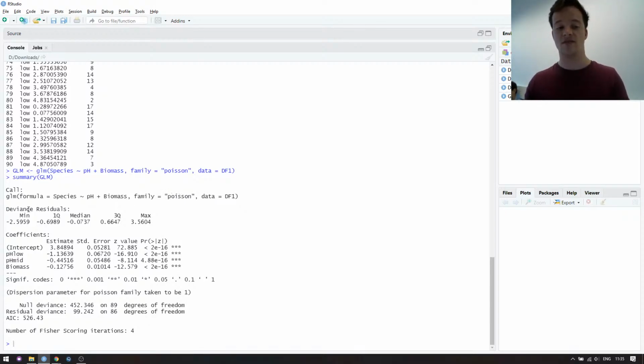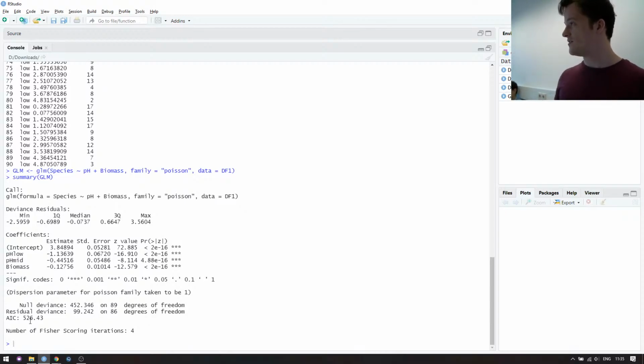And then it says deviance residuals. Anyone have an idea why it says deviance? What that might mean? It's kind of in the name. Yeah, it's a different word for variance. Now, it specifically doesn't say variance because, exactly, because it's not normally distributed.